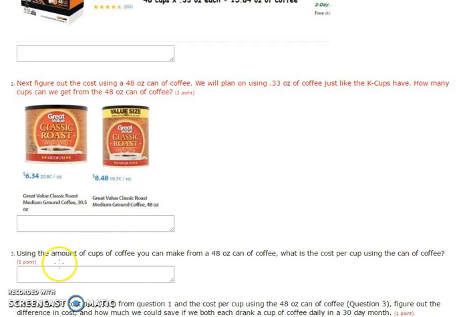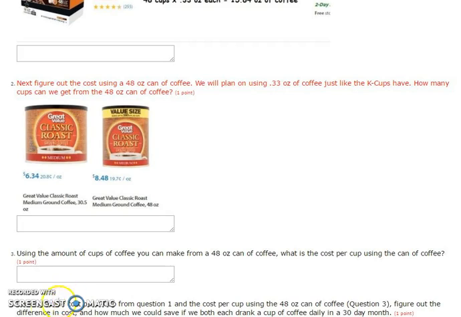Question 3. Using the amount of cups of coffee you can make from a 48-ounce can of coffee, what is the cost per cup using the can of coffee? So figure out how many cups you can make from question 2 and figure out $8.48. How much is each cup of coffee costing me at $8.48 from this 48-ounce can? So you need to figure out question 2 before you can figure out question 3.